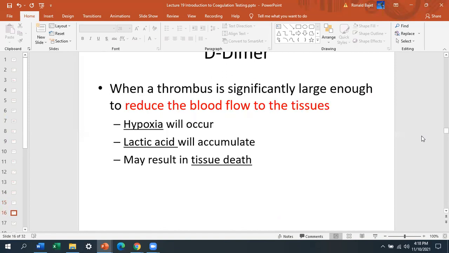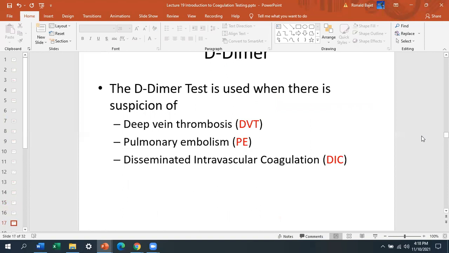Okay, it can kill you, like I said. So when a thrombus is significantly large enough, that means a spontaneous formation of a clot, you can get hypoxia that can occur, lactic acid accumulation in tissues, and may result in death. Okay, this is again DIC, the spontaneous formation of clot, and it's measured by the test D-dimer. Okay, so the D-dimer test is used when there's suspicion of DVT, which is deep vein thrombosis, pulmonary embolism, and disseminated intravascular coagulation. That's the formation of clots spontaneously in your blood vessels.